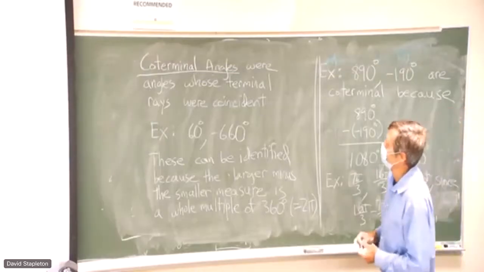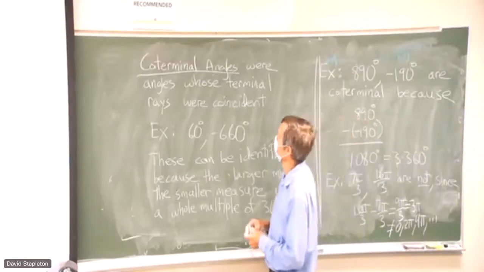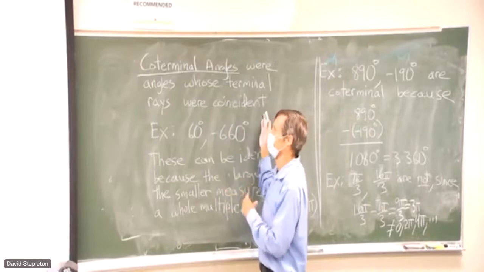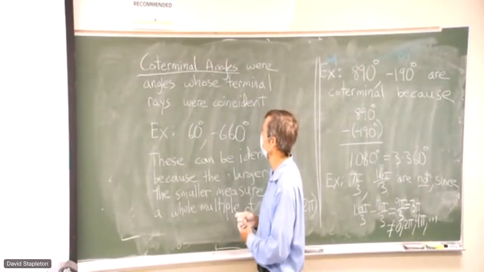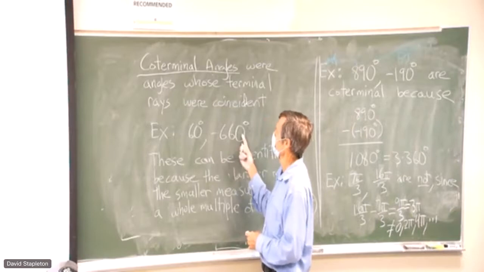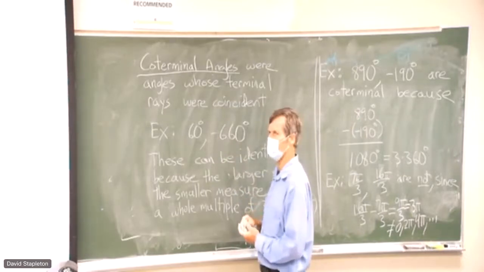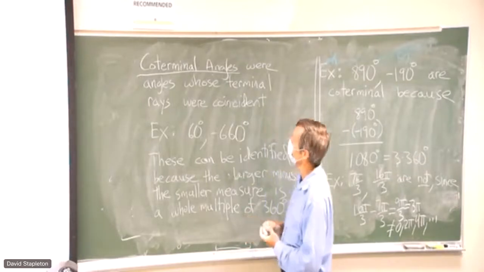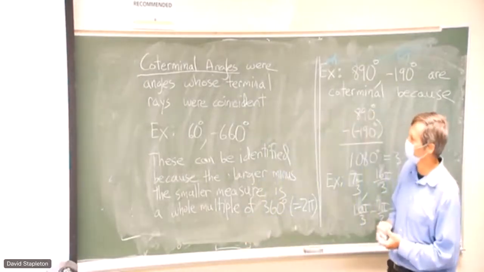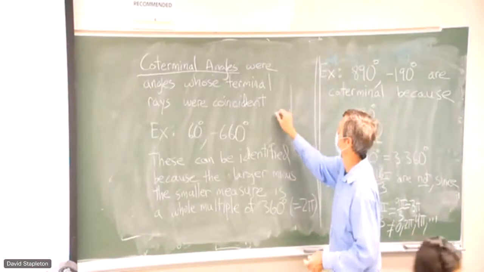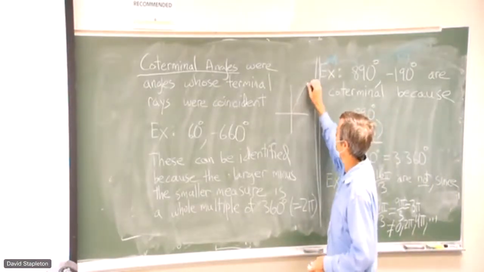The last time we said coterminal angles were angles that have coincident terminal rays. In other words, the same terminal ray. For instance, these two angles, 60 degrees and minus 660 degrees, are actually coterminal angles. How do you tell they're coterminal? The idea is that they have coincident terminal rays.